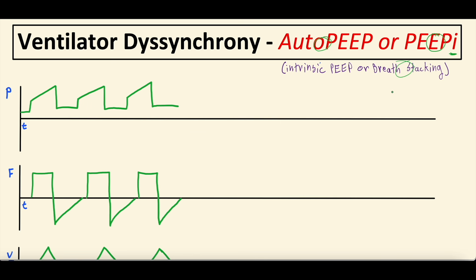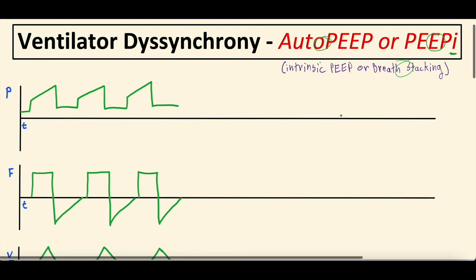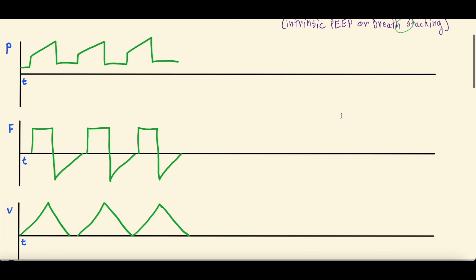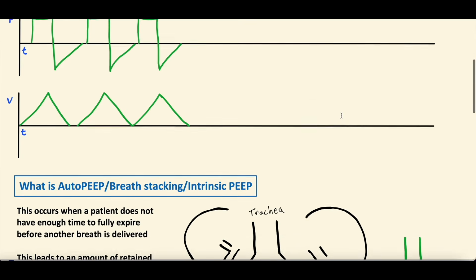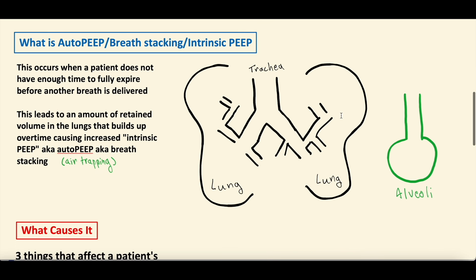I for intrinsic and then PEEP. What is it? So these are the scalars here, and we're going to come back to this because it's nice to demonstrate a lot of these things on these scalars. But to get into some of the introductory knowledge, what is Auto-PEEP or breath stacking or intrinsic PEEP?